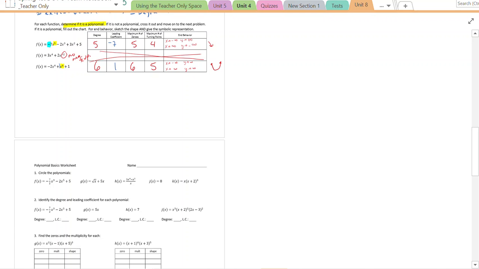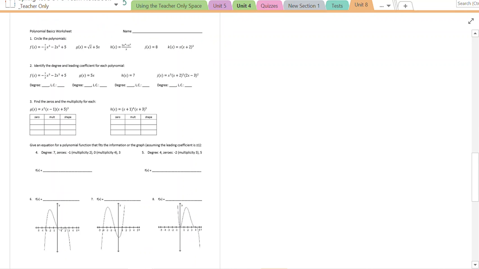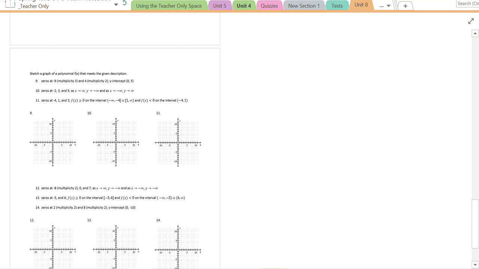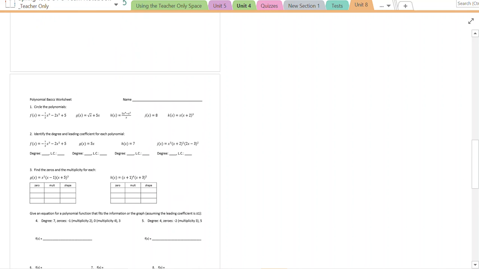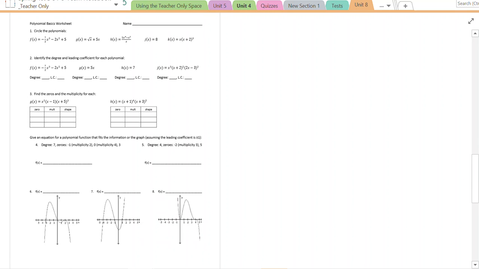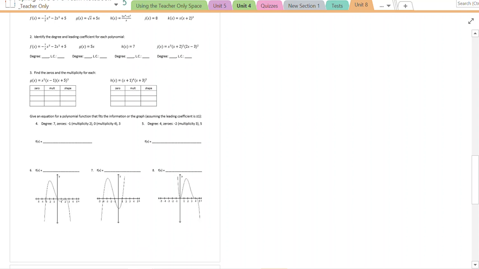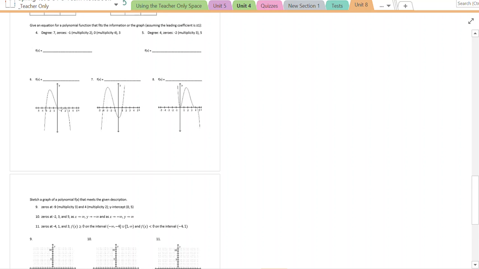All right. So you have a worksheet here where you're going to fill this in and you're going to do a little bit more. You're going to go backwards a little bit. So basically you're going to go to the graphs, and you know what zeros are. So you're going to identify the zeros and you're going to go backwards to try to do polynomials. So I want you to try that.